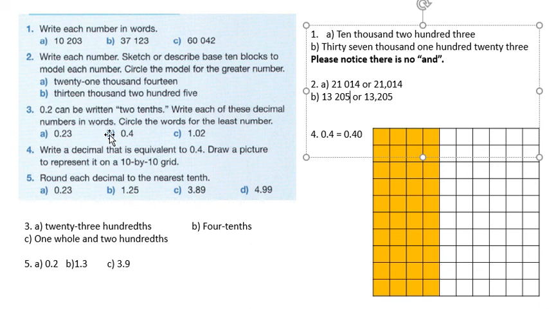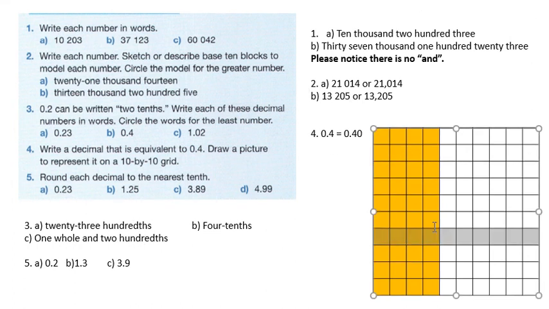For number 3B, that's 4 tenths. And for 3C, the 1.02 is 1 whole and 2 hundredths. Because we have numbers on both sides of the decimal, we have the whole number, which is 1, and then to the right side of the decimal, we have the decimal numbers, the parts. So we call this 1 whole and 2 hundredths.